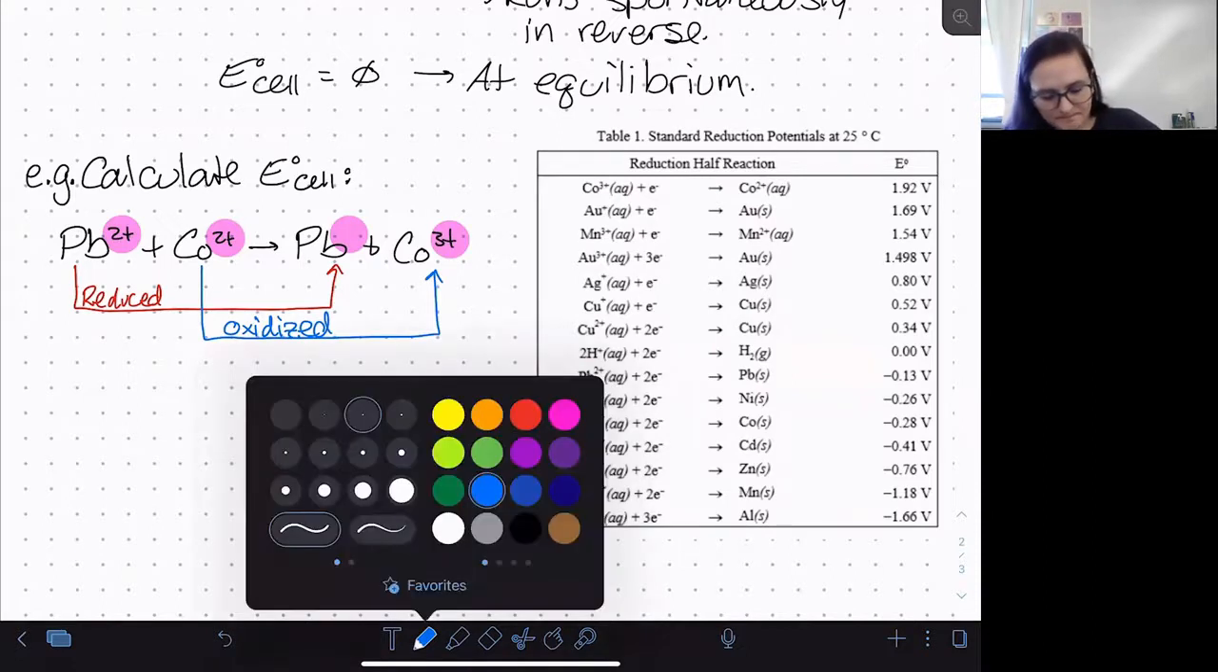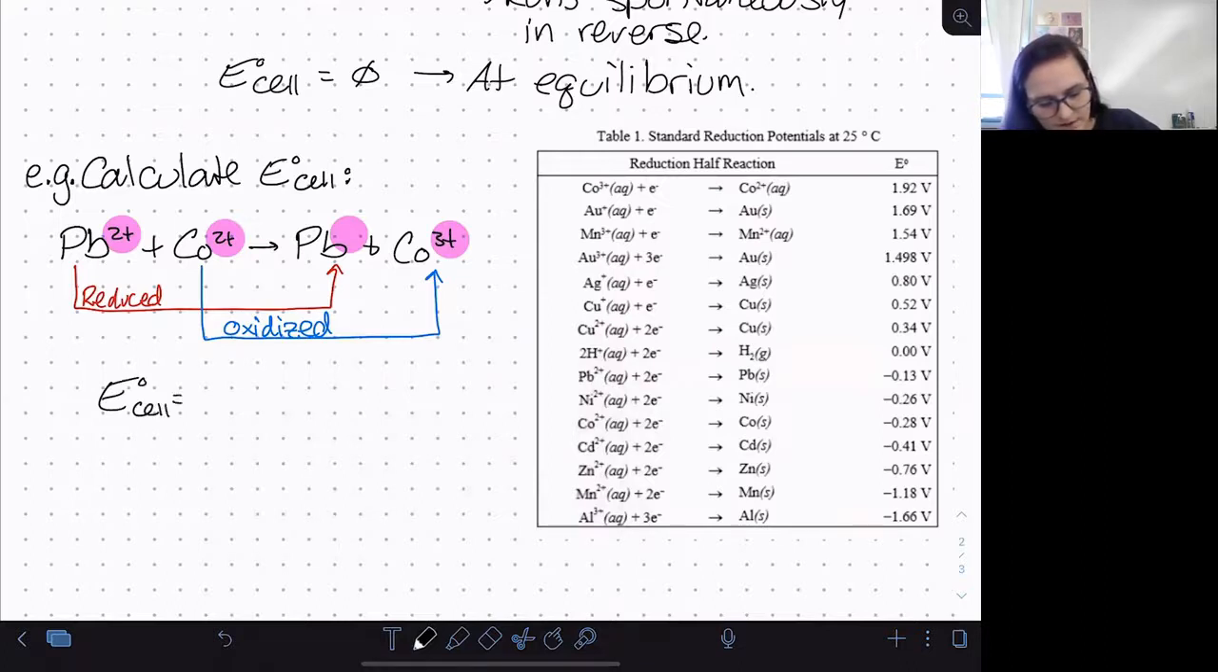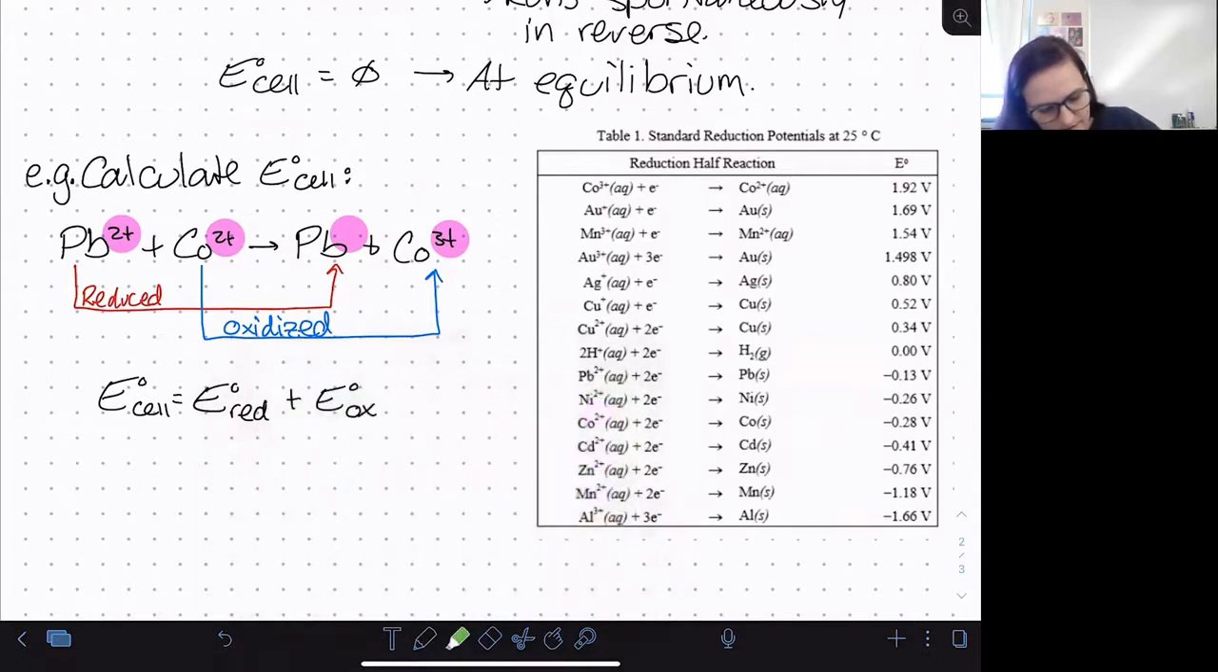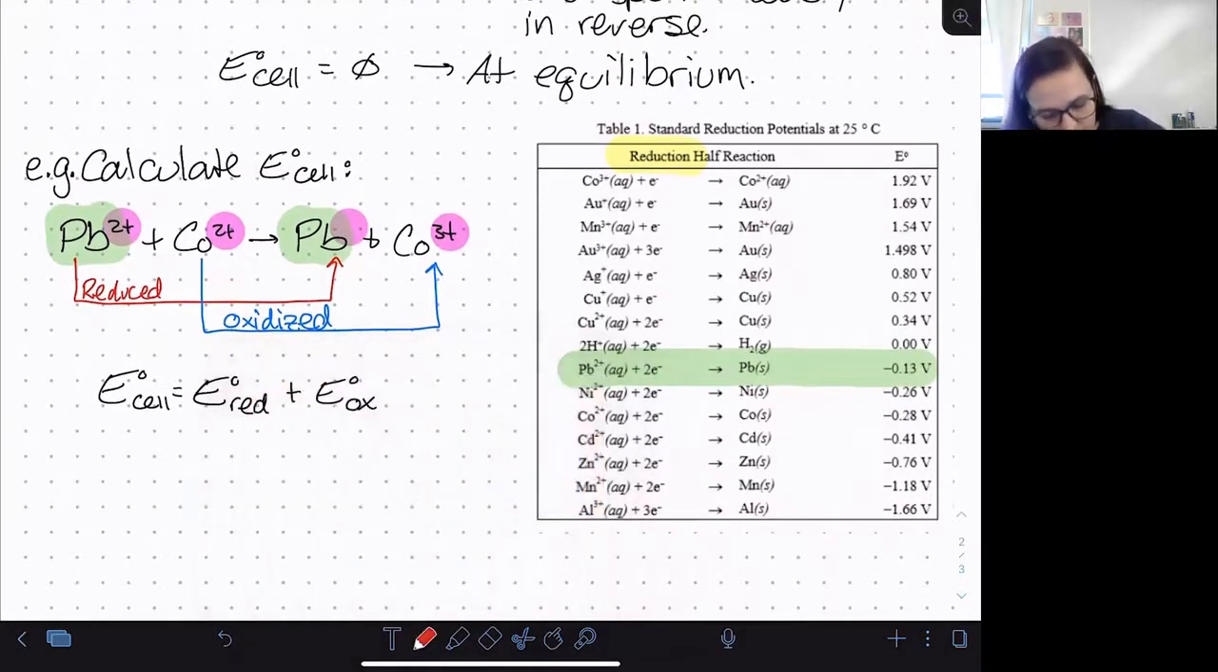So to calculate E naught cell, our standard cell potential is just the reduction potential for our reduction half reaction plus the oxidation potential for our oxidation half reaction. So we just need to find those numbers from our list. Our lead 2+ to lead 0 reaction is right here. Remember that all of these, as they are given, are reduction half reactions and reduction potentials. So we can read our reduction potential straight off of our table. The reduction potential for lead 2+ to lead 0 is negative 0.13 volts.